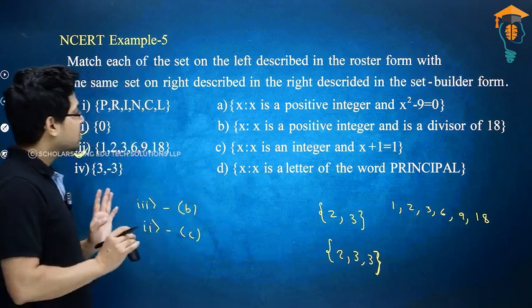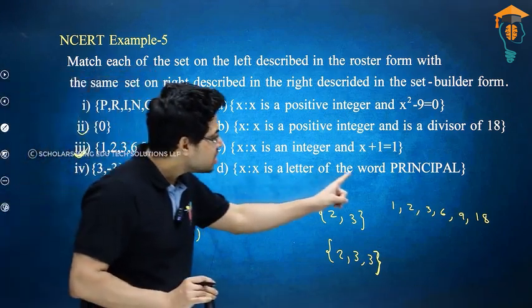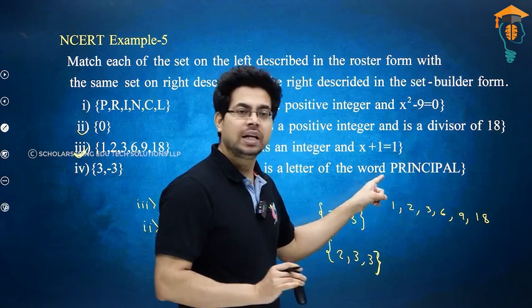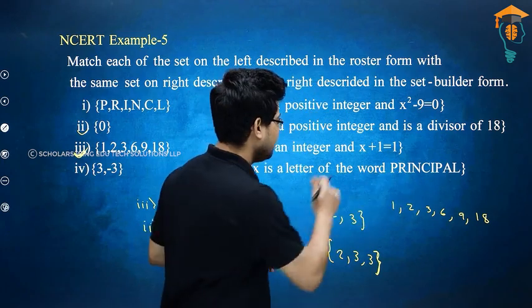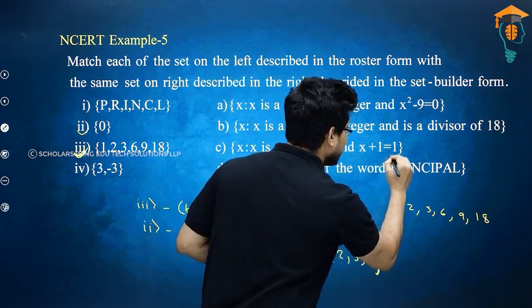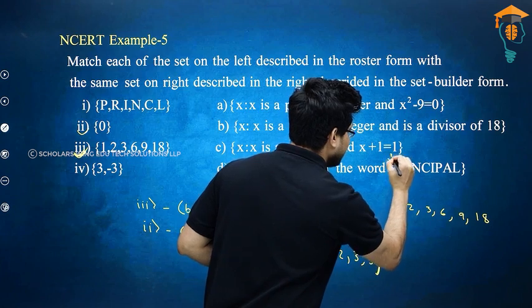Remember it. So here, what are the letters we have in this word? Tell me, students, what are the letters we have? We have letter P. Let me put one arrow so that you can remember very well.